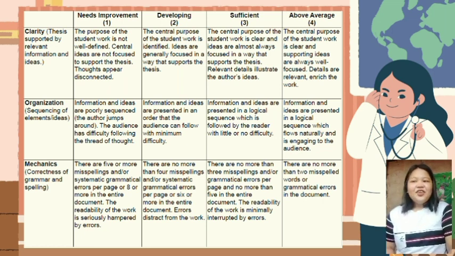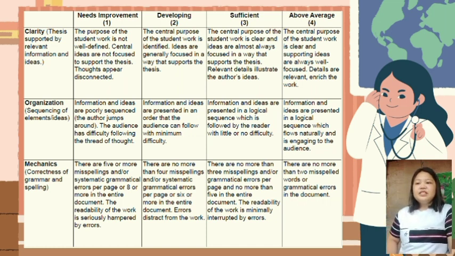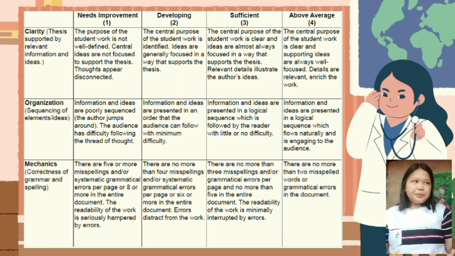So under mechanics, the correctness of grammar and spelling. So the highest level of ability, which is above average: there are no more than 2 misspelled words or grammatical errors in the document. So, one, two, or none, and more than that, the grammatical errors are already a lot.